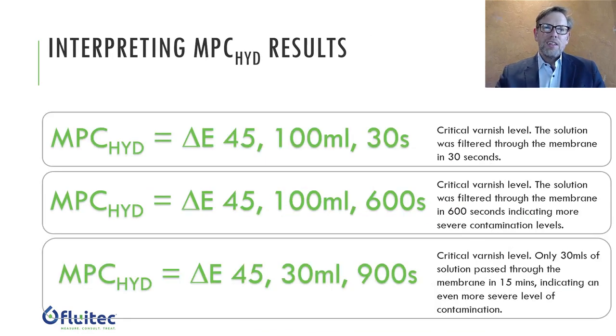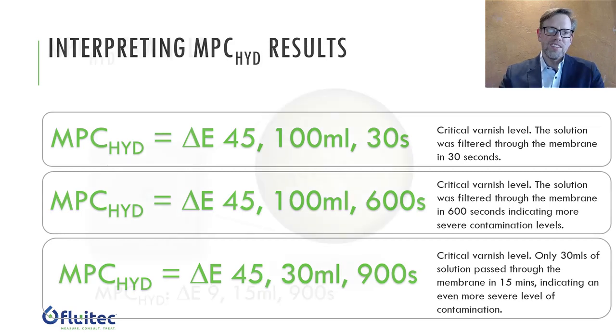So just an example here of how we may report 3 different MPC values, all with a MPC of 45. So typically anything over 40 would be considered critical. So we have 3 critical fluids here. The first case, we have an MPC of 45. All the fluid made it through the patch in 30 seconds. Now, compare that to the last case here, where only 30 mils made it through the patch, and it took us 15 minutes. So clearly there's a pretty significant difference in contamination and degradation, and this allows us to better differentiate.